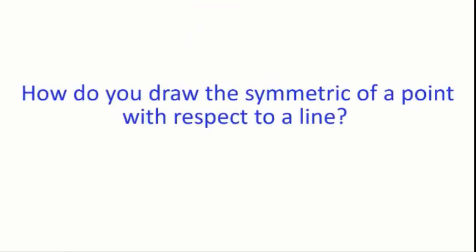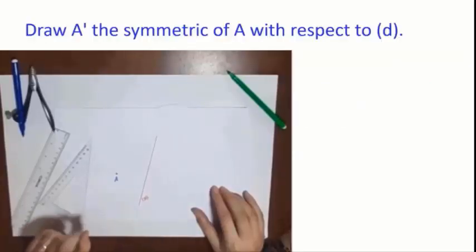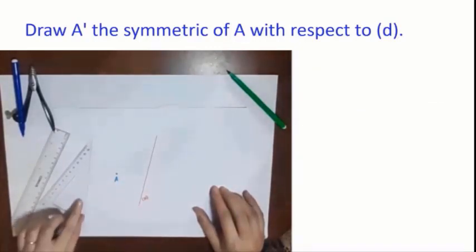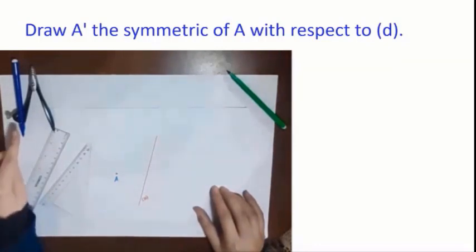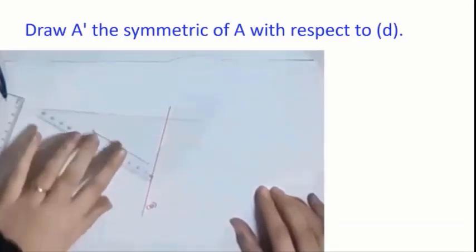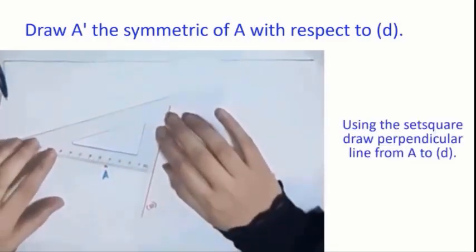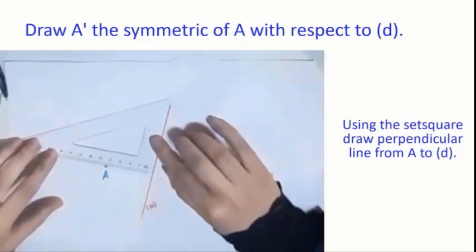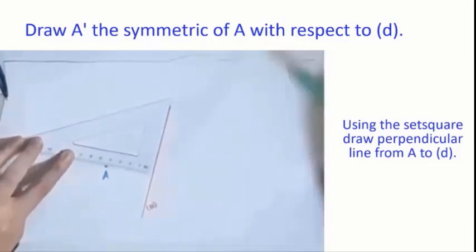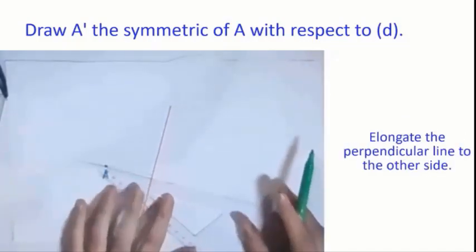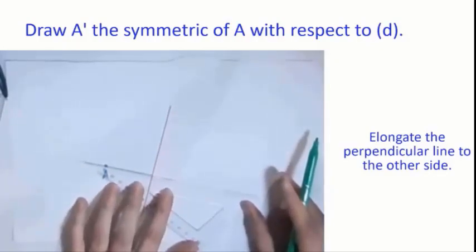How do you draw the symmetric of a point with respect to a line? Now, we'll draw A prime, the symmetric of A with respect to line D, using set square, ruler, compass, and crayon. First, using the set square, we draw a perpendicular line from A to line D. Then, we elongate this line to the other side.